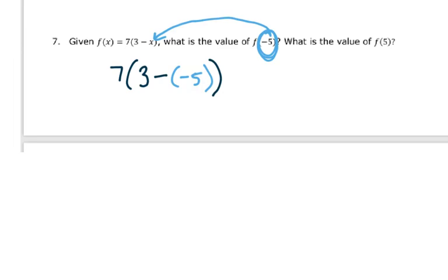So now whenever I have a minus negative, that's the same as a positive. 3 plus 5 is 8. 8 times 7 is 56. So my first answer is 56.